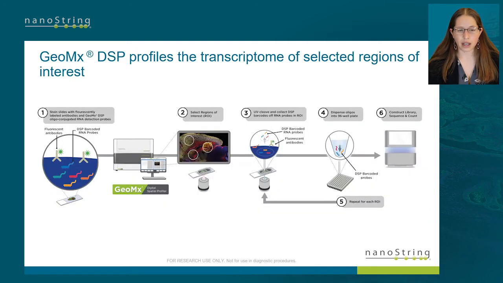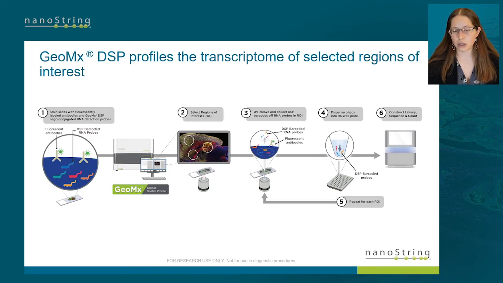So we used Nanostring's GeoMx DSP in order to profile the transcriptomes of selected regions in the kidney. And the way the DSP works is you hybridize barcoded RNA detection probes to your sample on a slide. And you can also add fluorescent antibodies that mark cell types or structures of interest to help guide the selection of the regions that you want to profile. So then you can scan the slide and you end up with a fluorescent image, and you can select your regions of interest on this fluorescent image.